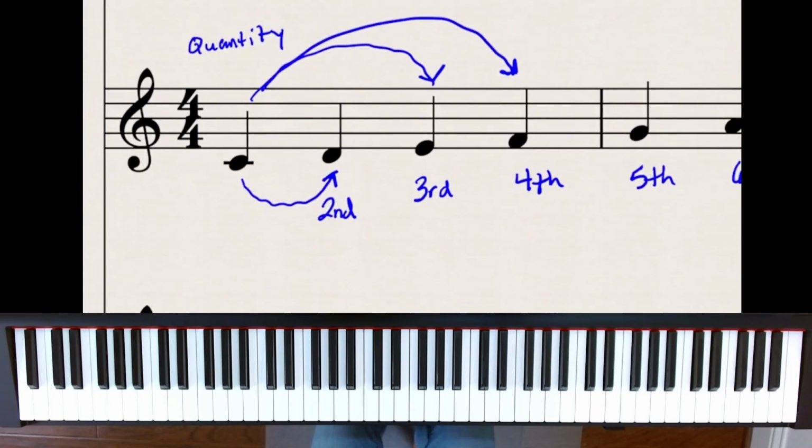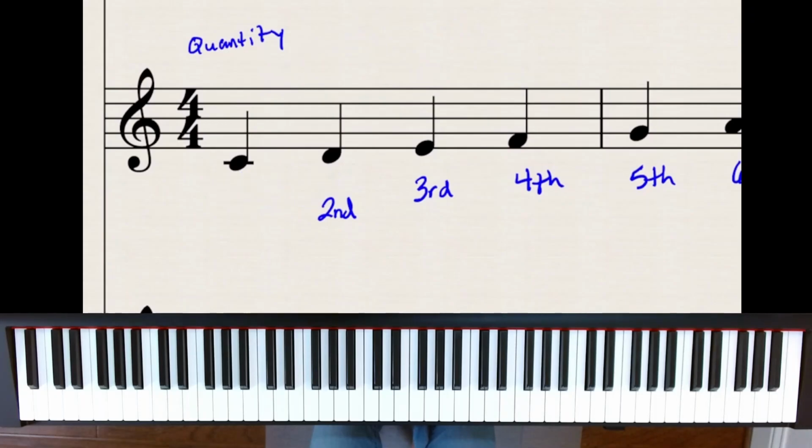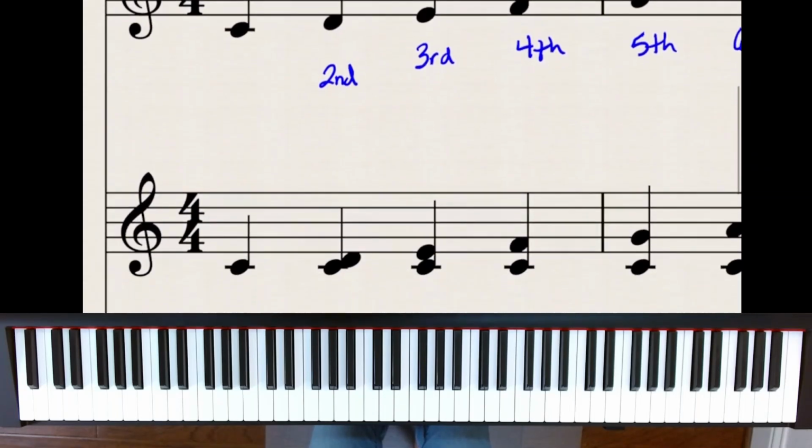So now that we've gone over quantity, which is, again, the space between two notes, now we want to look at quality. Is it a major? Is it a minor interval? Is it perfect, diminished, or augmented? That's what we want to do here. So if we go down, we'll go to a cleaner look here.